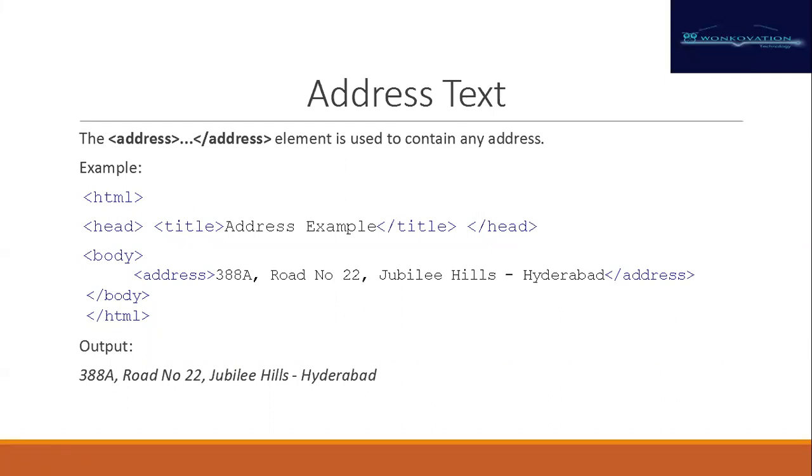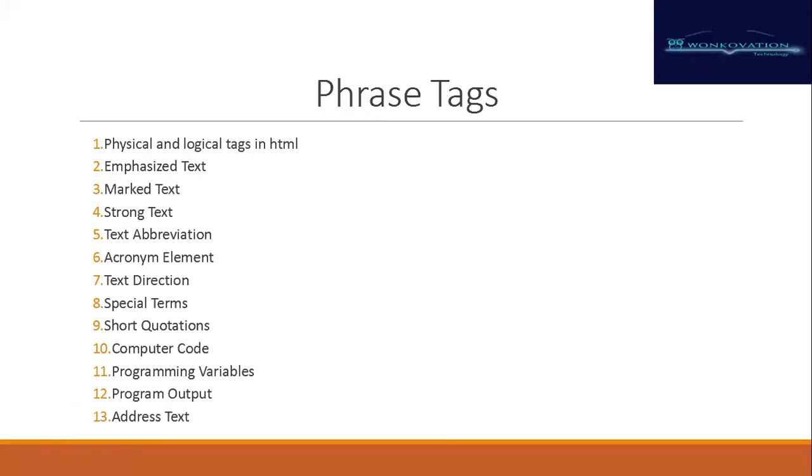Till now, any doubt, you can ask me. Thanks for learning about this phrase text. We have covered the phrase text: the difference between physical, emphasis, marked, strong text, abbreviation, then text direction, specific term, short quotation, computer code, programming variable, program output, then address text. We have done this. Thank you.